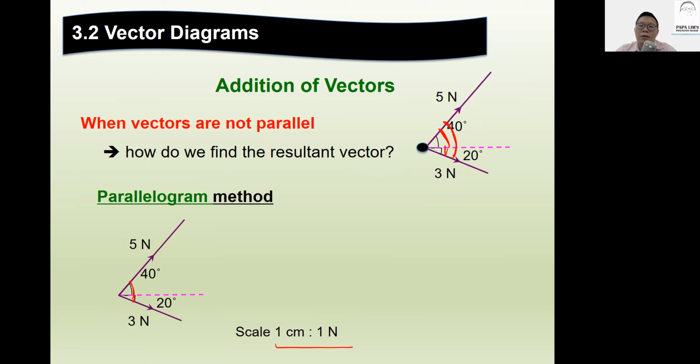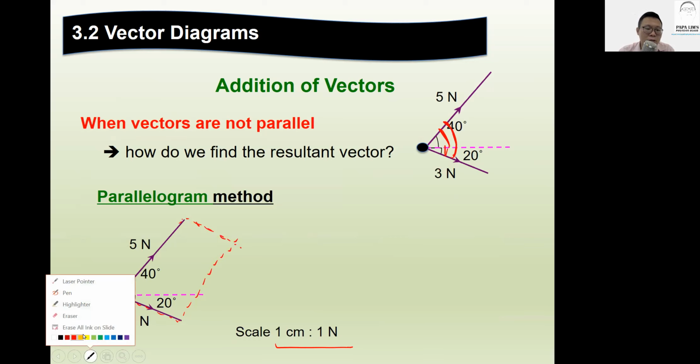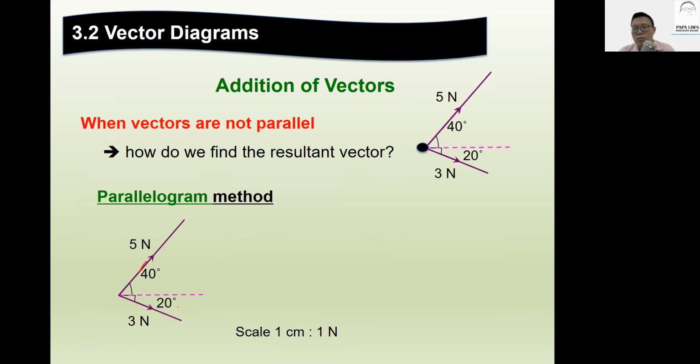Then for the second step of the parallelogram method, I duplicate the lines on the other side. I duplicate the lines to form a closed shape, what we call a parallelogram, a slanted rectangle. This line I duplicate here, and the shorter length I duplicate here. This is what I call the parallelogram method. In this second step, I copied the two force lines onto their opposite ends and formed a parallelogram.